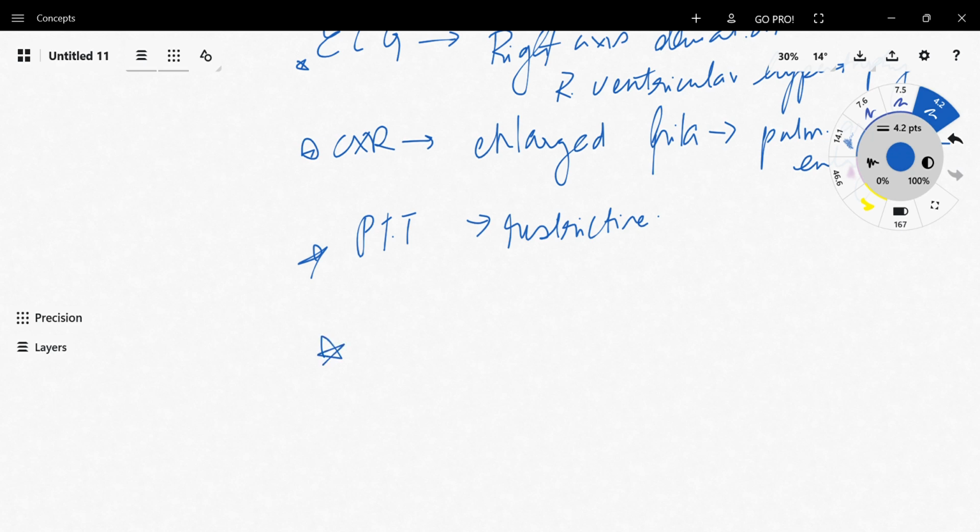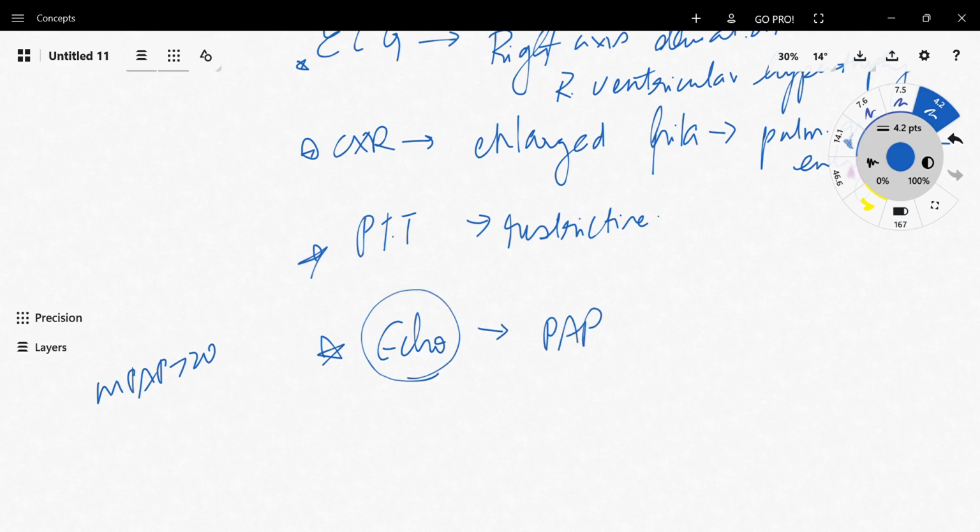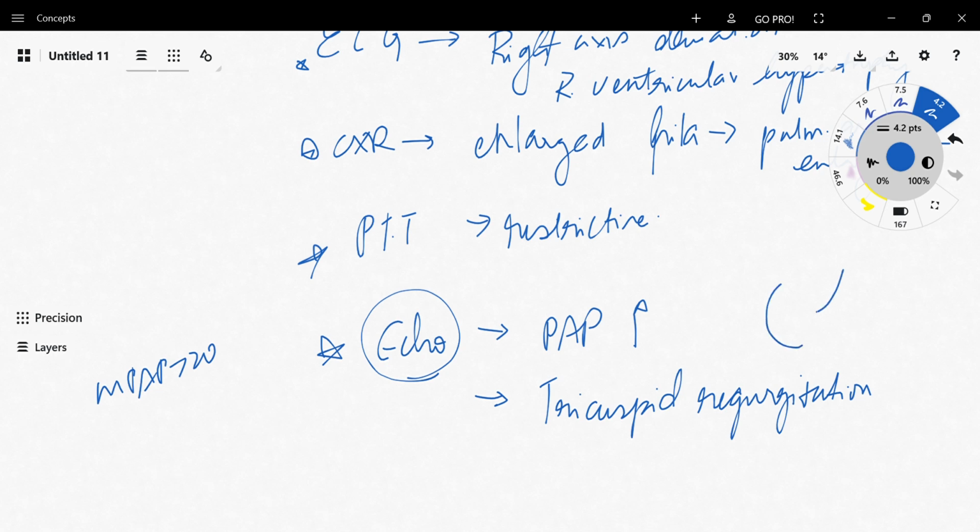Now, the main way is, like I said, the mean pulmonary artery pressure is more than 20. So when you do an echo, that can give you a pulmonary artery pressure. This is non-invasive. So the pulmonary artery pressure will be high, and in some cases you will be able to see some degree of tricuspid regurgitation, because obviously, right, your right heart is not able to pump into the pulmonary artery, so it will regurgitate a little bit back through the tricuspid valve. So you'll see increased pulmonary artery pressure, you'll see tricuspid regurgitation.